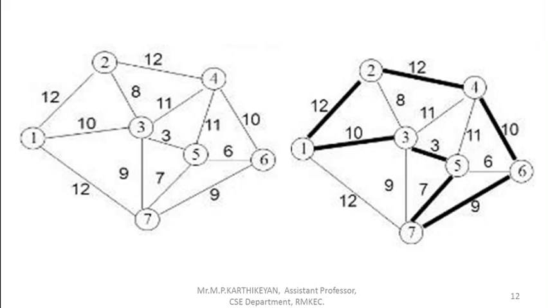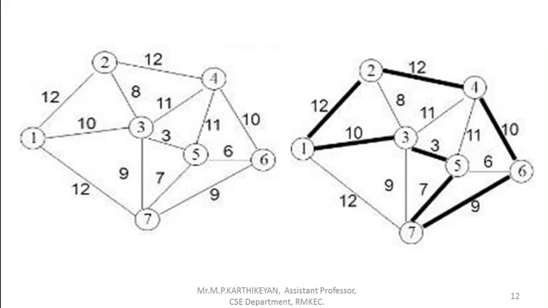So from 3, we are going to move to the further place, again implementing the same algorithm. So we have to see the neighboring values of 3. Node 3 is connected to 1, 2, 4, 5 and 7, so it has 5 neighboring nodes.